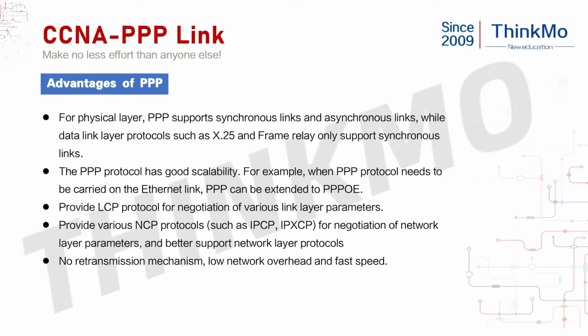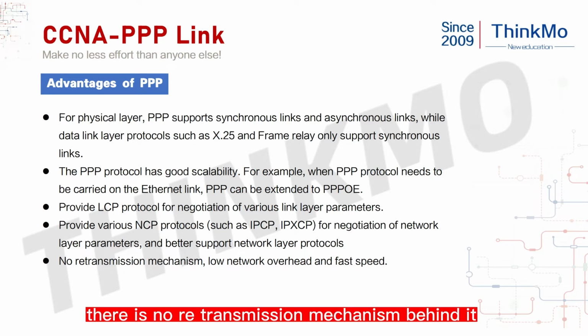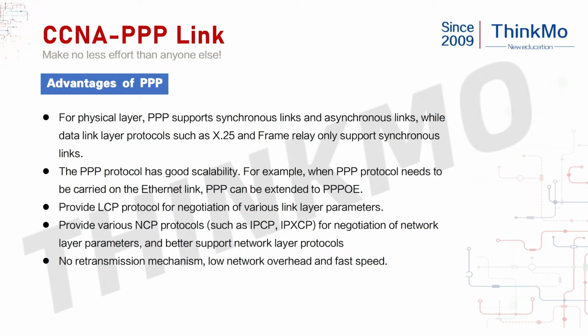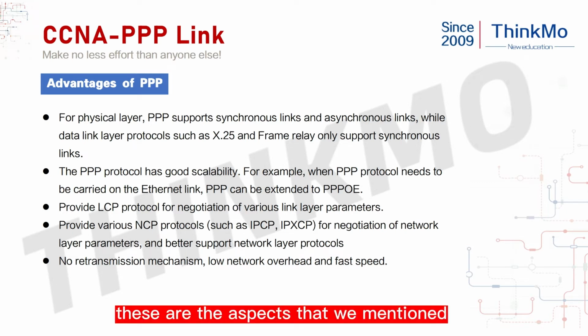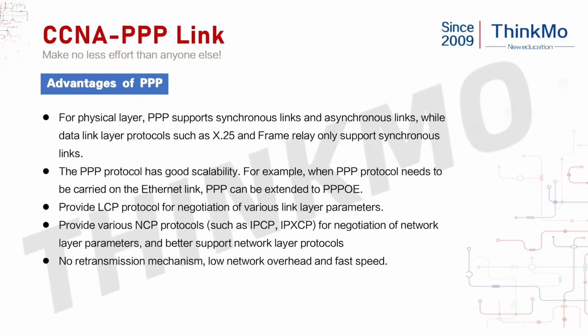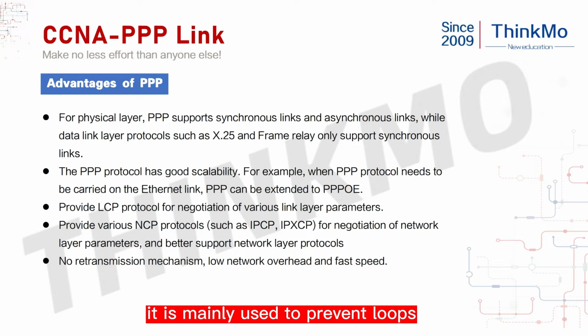And then the next one: there is no retransmission mechanism behind it, so network overhead is low and speed is high. We're not going to explain it too much. The LCP contains these parameters, and there is another important one called the magic number. It is mainly used to prevent loops.